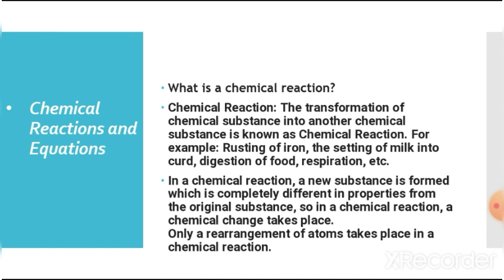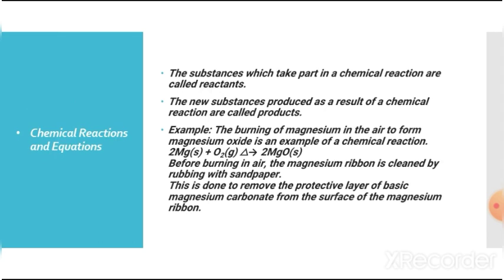In a chemical reaction, a new substance is formed which is completely different in properties from the original substance. So in a chemical reaction, a chemical change takes place. Only a rearrangement of atoms takes place in a chemical reaction. Here basically it is telling that the chemical equation is to be balanced. Now, the substances which take part in a chemical reaction are called reactants. The new substances produced as a result of a chemical reaction are called products.